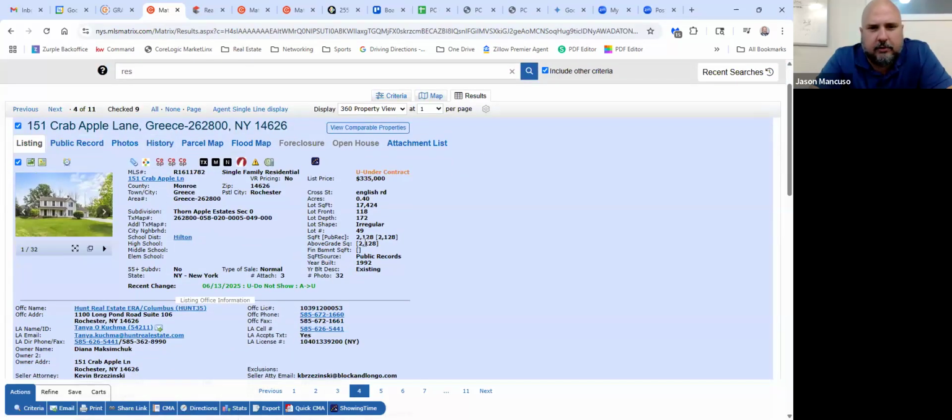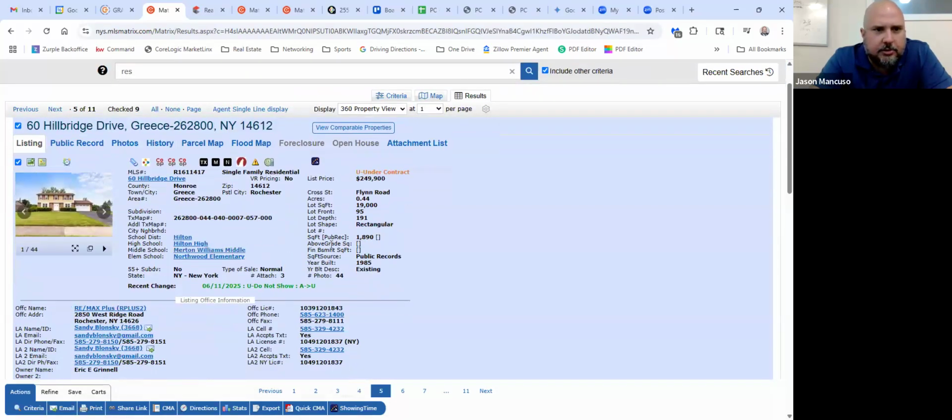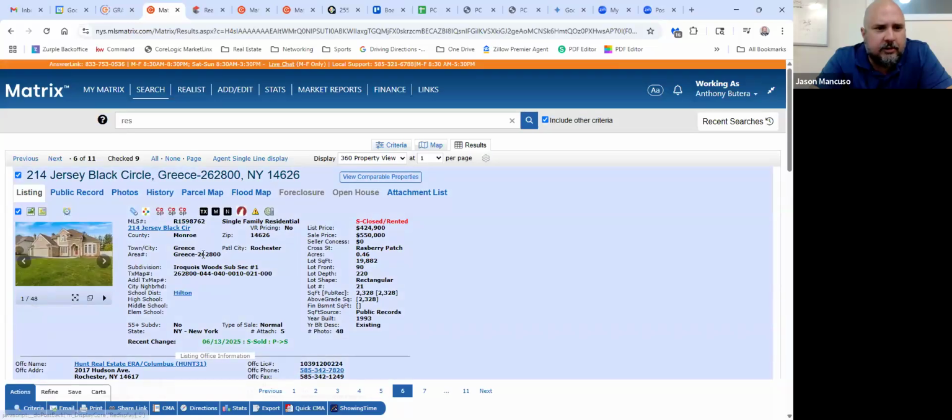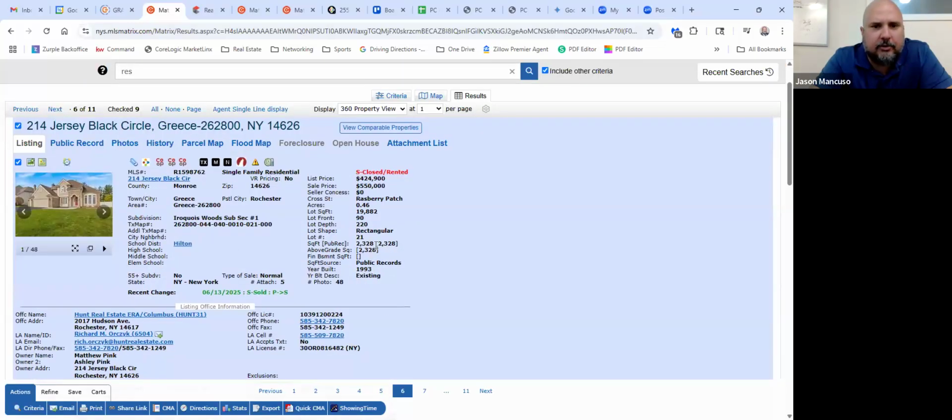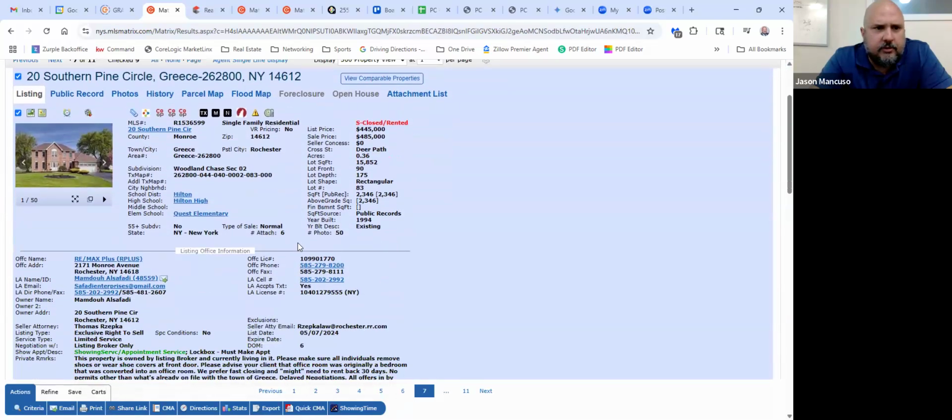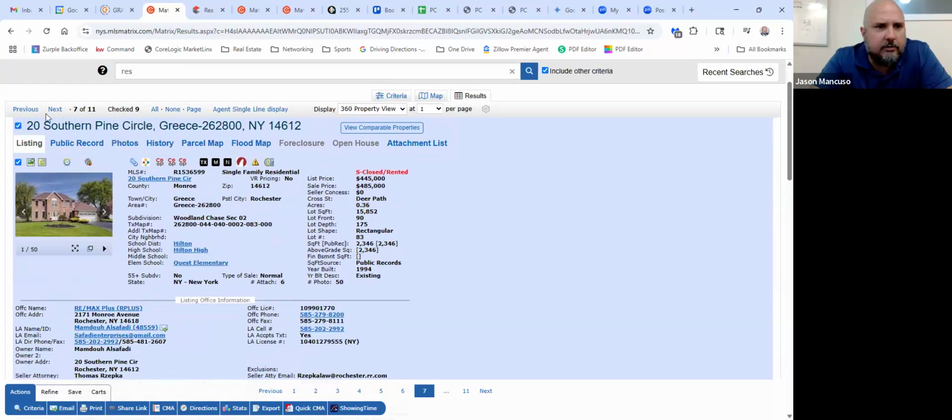Crabapple 92, 2,100 square feet. Now we're talking. Hillbridge Drive 85, a little smaller, much cheaper. I'm going to leave it in there for now. Jersey Black 93, good. Southern Pine Circle, built in 94, 2,300. All right, decent.